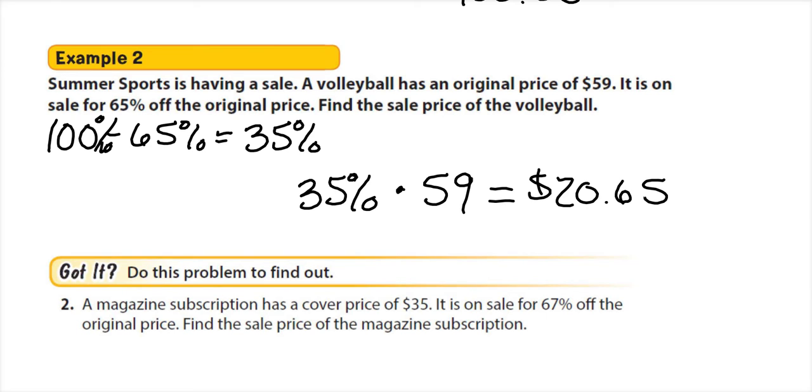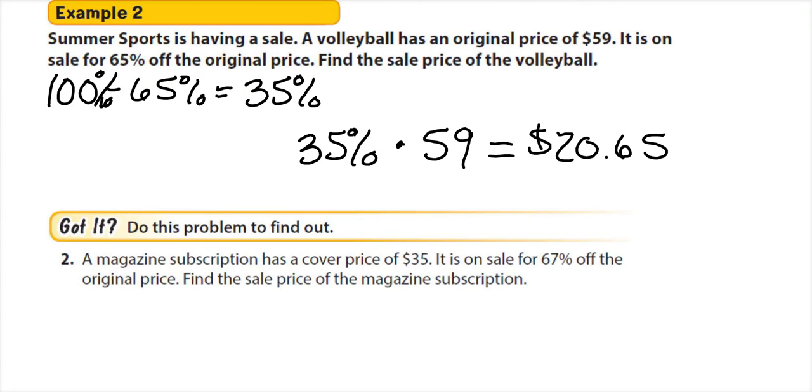Okay, let's try the got it question for number 2 by ourselves. And let's take a look. It says a magazine subscription has a cover price of $35. It is on sale for 67% off the original price. Find the sale price of the magazine subscription. So again, we're saving 67%. So if we have 100% to begin with, we're going to save 67%. Okay, that means what we're really paying then is only 33% of the cost.